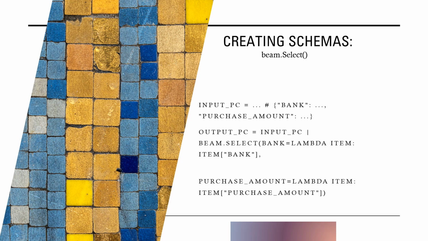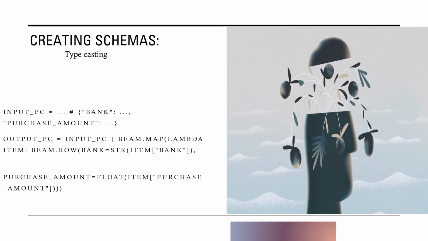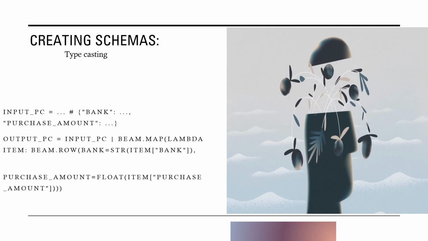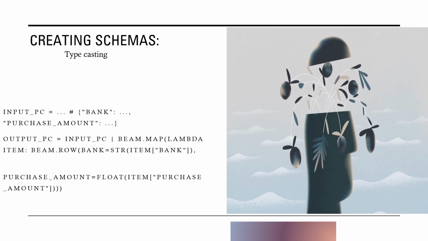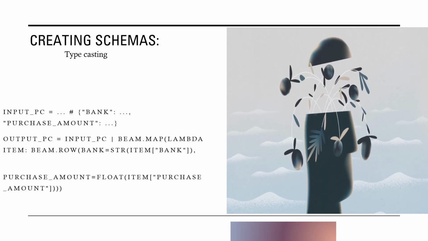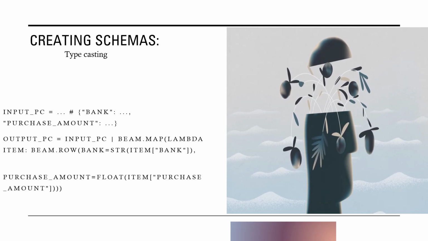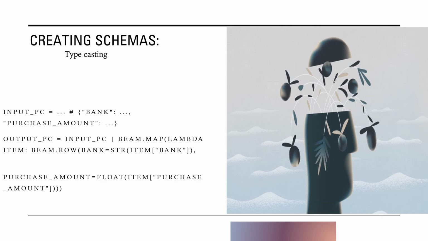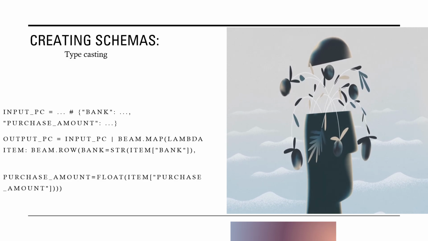Note that the declaration doesn't include any specific information about the type of the bank and purchase amount fields, so Beam will attempt to infer the type information, which is actually what we have just gone over. Now let's say that Beam is unable to infer the type information, then it will fall back to the generic type of any. Sometimes this is not ideal. You can use cast to make sure Beam correctly infers types with beam.row or with select.